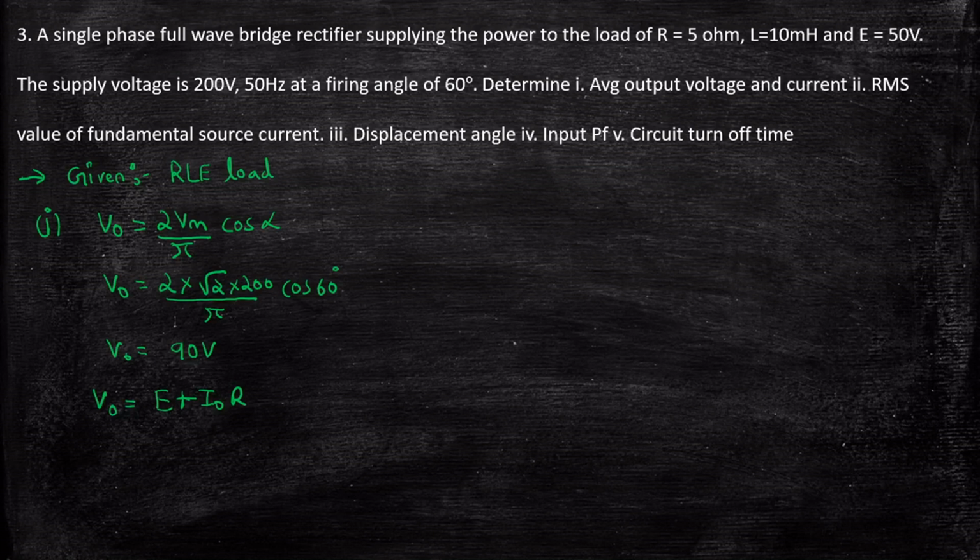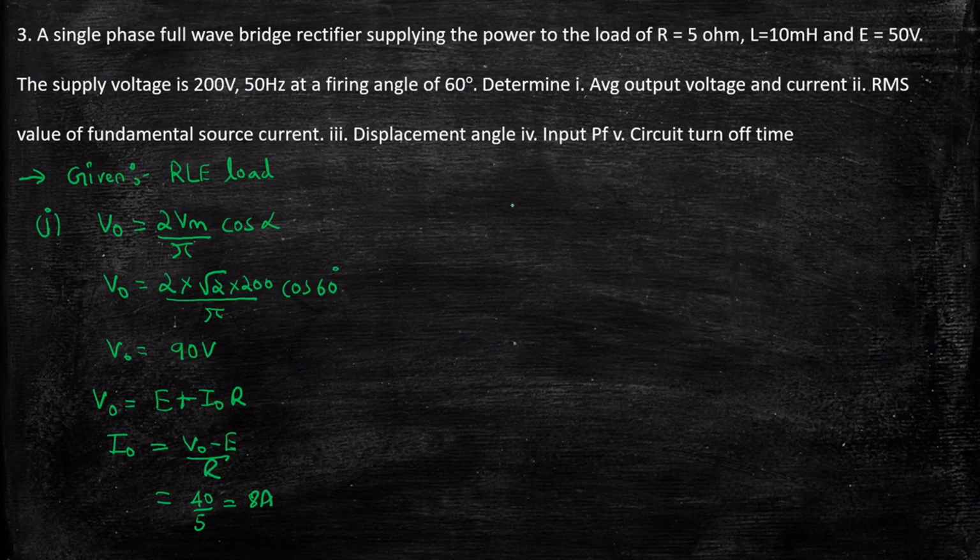So what is the value of I out we have from this equation? This is based on the KVL that we are applying. So I out will be equal to V out minus E by R. So what is the value of V out? So V out is nothing but 90 minus E, that is 50, that is 40 by R, 40 by 5. You will be getting it to be equal to 8 amps. So the first portion of the problem is solved. We have found out the average output voltage and current.